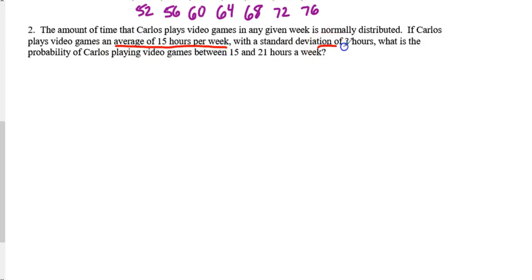Standard deviation of 3 hours. Okay? So what's the probability of, in a given week, him playing between 15 and 21? First, we need to make our curve. So let's start out by making a nice curve like we had above.